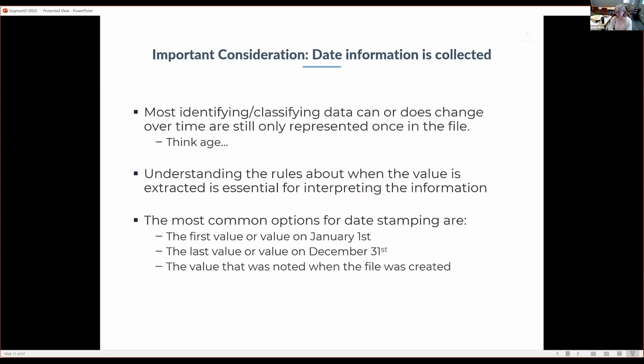In many cases, what I find is I want to know how old they were when they were hospitalized, in which case I will use date of birth and I will use admission date and calculate it myself. So again, using the summary variables, you have to ask, how precise is it and how much am I bothered by any imprecision there is? The most common options are the value on January 1st, or the last value. Previously CMS would often do the value that was noted when the file was created. That is less of an issue now than it was, say, 10 years ago.